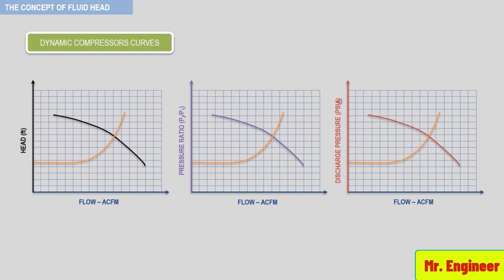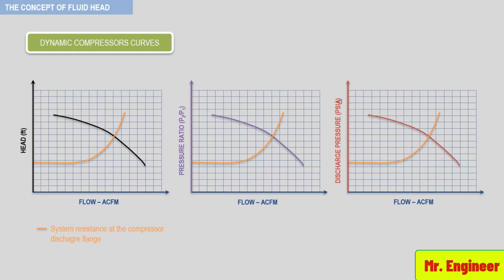To finish off this section, let's take a look at the following figure. It presents the different ways that compressor performance curves can be formatted. So, head versus flow, or pressure ratio versus flow, or discharge pressure expressed in absolute PSI versus flow. The curves that you can see here represent the head generated by the dynamic compressor, and the one that you can see here represents the resistance of the system.